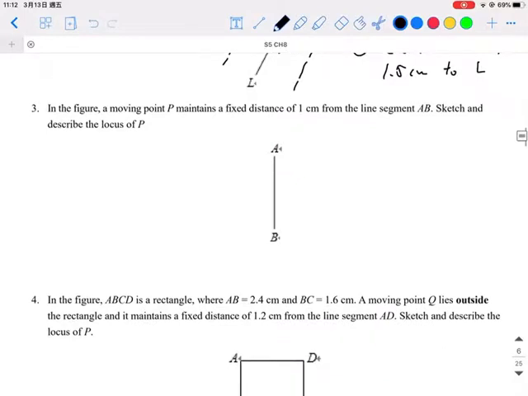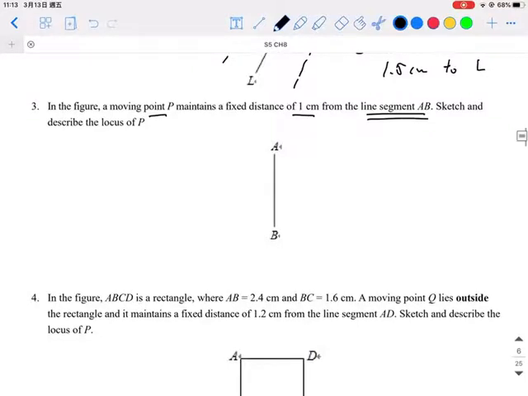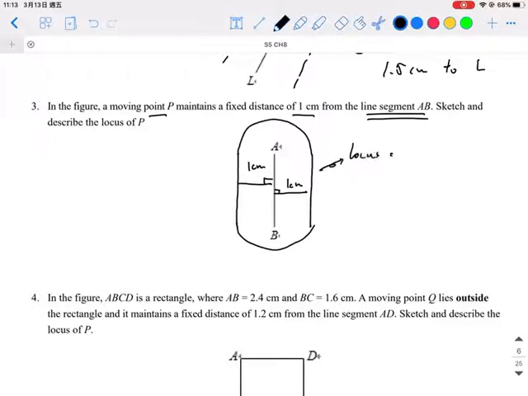On the third one, in the figure, a moving point P now keeps a fixed distance of 1 cm. And pay attention, the keyword here is line segment. So we have the endpoints, and we have a semicircle. How do we sketch and describe it? First of all, I have a pair of lines which keep 1 cm from here to the locus. And then at the end points, you have a semicircle. So this is the locus of P.